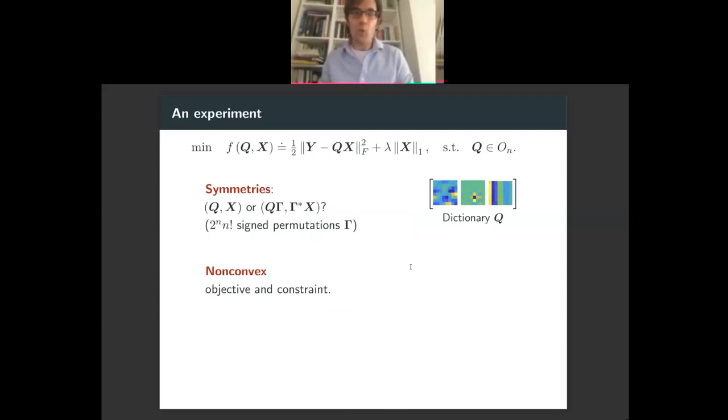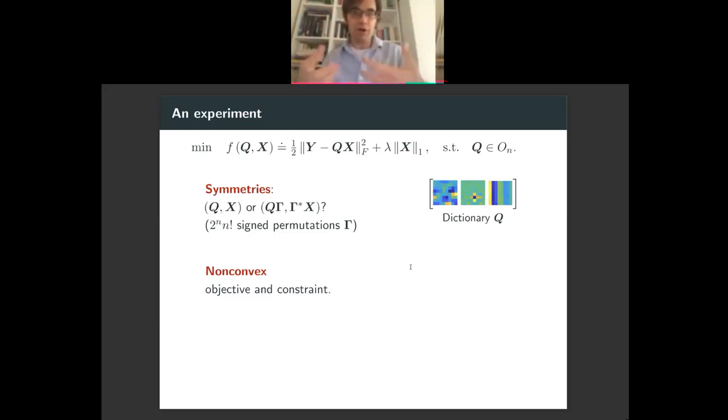Now, one immediate thing to note about this optimization problem is that if I'm trying to solve for both Q and X, then this is a non-convex problem. Although the objective function is convex in X with Q fixed, once I have both Q and X as unknowns, they interact in a bilinear fashion. The objective is non-convex. The constraint set is also non-convex, since I'm asking Q to reside on the orthogonal group.